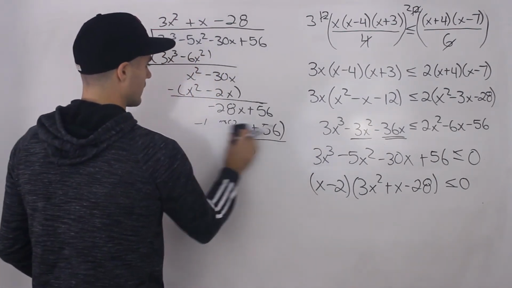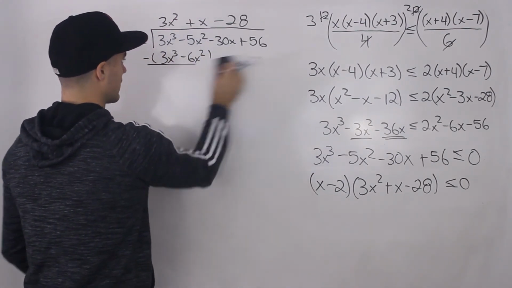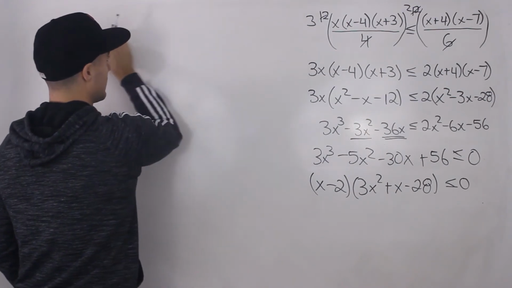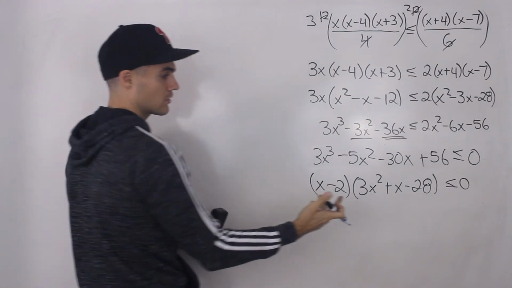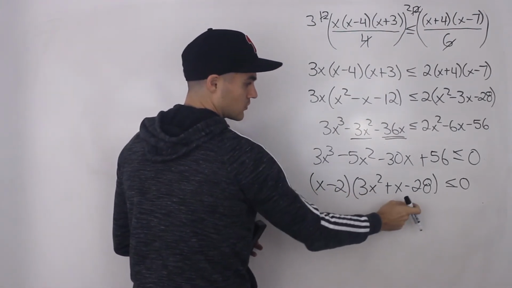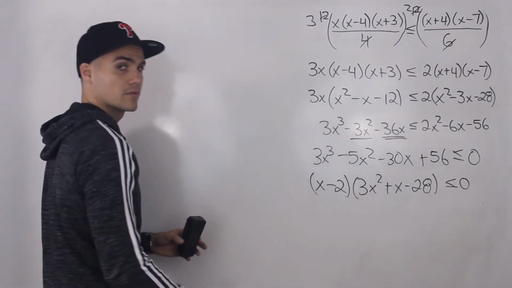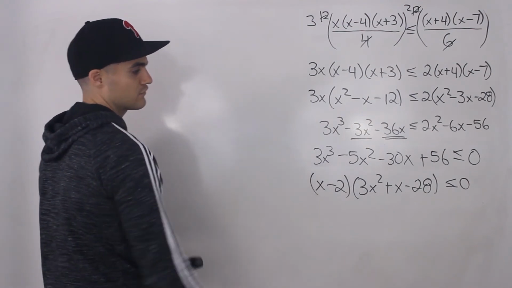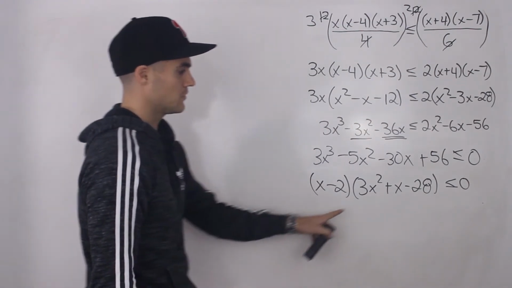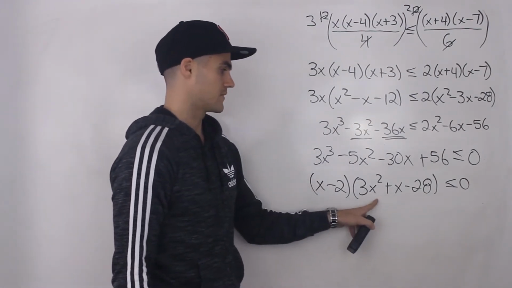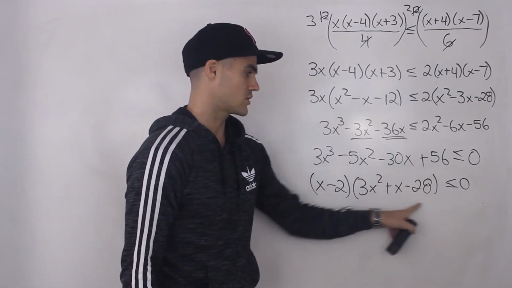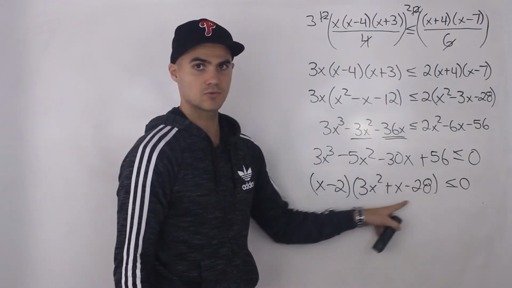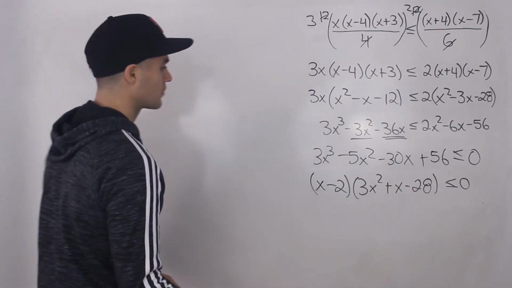But if you try to factor that quadratic, so if you multiply 3 and 28, and then try to find two numbers that multiply to 3 times negative 28, and then add up to positive 1, you won't find any. This is not going to factor smoothly. So what we have to do at this point is find the intercepts of this quadratic, basically when this quadratic is equal to 0, with the quadratic formula.